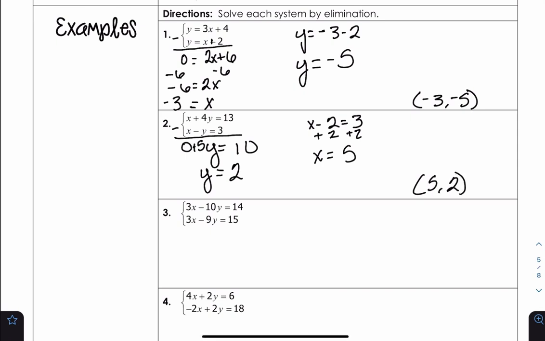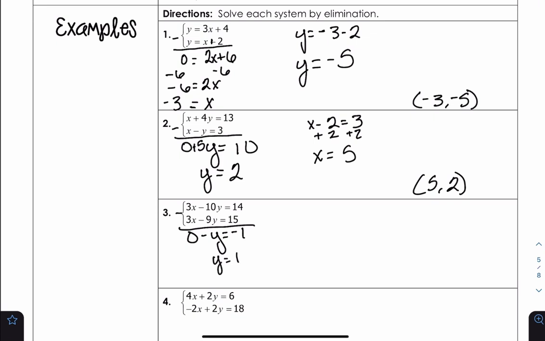This time, both of our x values have a 3 in front of them, but since they're still the same coefficient, we can simply subtract the equations from one another. So our x variables will cancel, our y becomes a negative y, and our numbers on the end become negative 1. So negative y equals negative 1 is simply y equals 1.